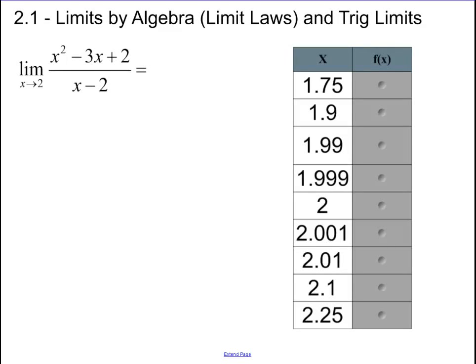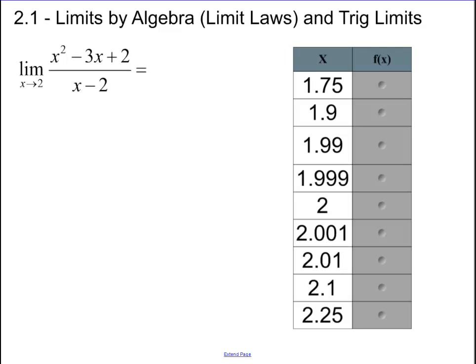Today we're going to be talking about limits by algebra and trigonometric limits. Now if you remember, this example should look familiar from the previous lesson, and the reason that I start this lesson with the previous example is there's really a shorter way than using a table to find limits.